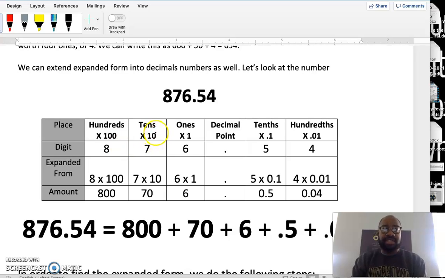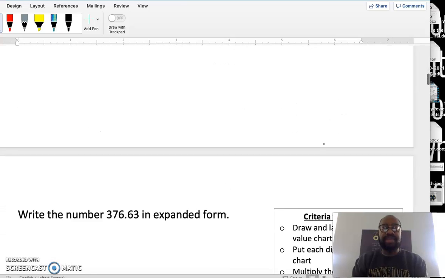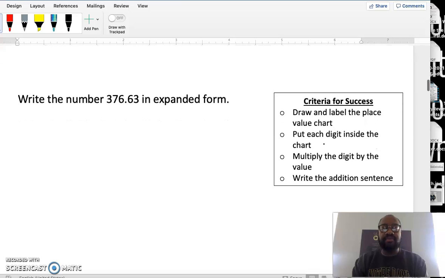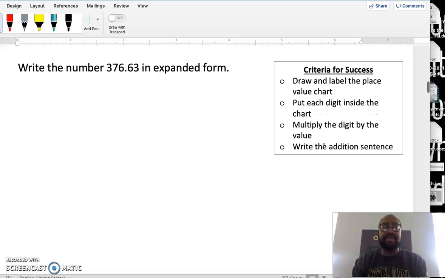If a number is in the tens place, well, we multiply by 10 because that's what it means. If the number's in the ones place, we multiply it by 1. If it's in the tenths place, we multiply it by tenths or 1/10. If it's in the hundredths place, we multiply it by hundredths or 1/100ths. So you're going to watch me do this problem following the steps.